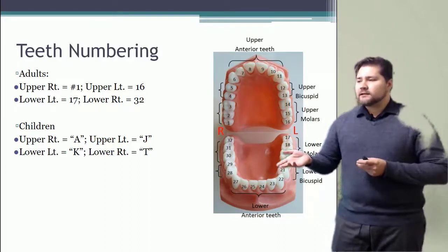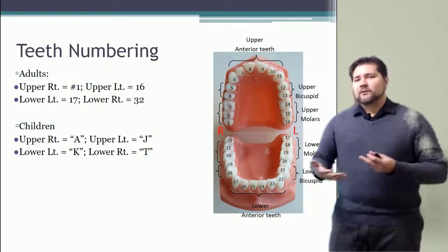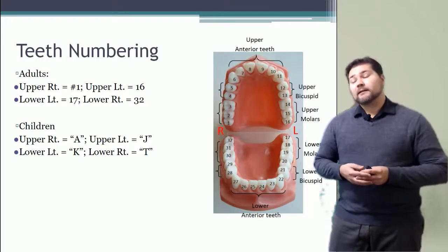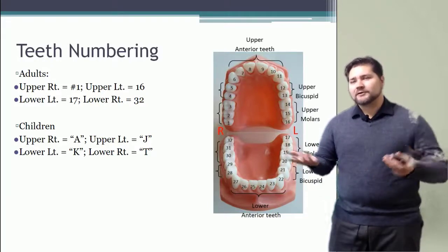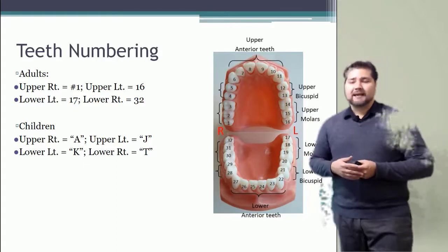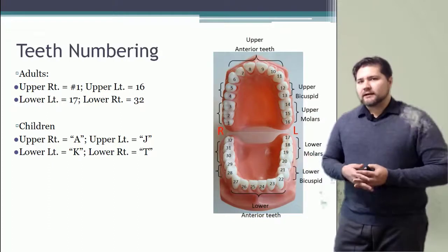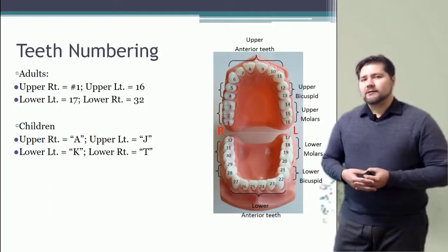Children are a little bit different. They don't have the full 32 gambit of teeth, and depending on what age of development the child is at, they might not have all their teeth in place at any given moment. So they actually use a lettering system going from A to T. I won't expect you to know the children's lettering, but just be comfortable with the adult numbering of teeth.